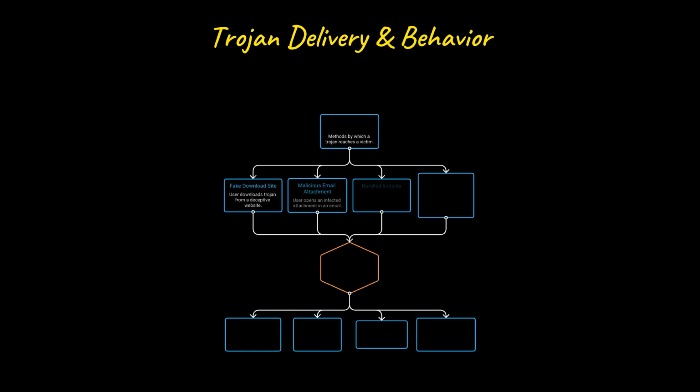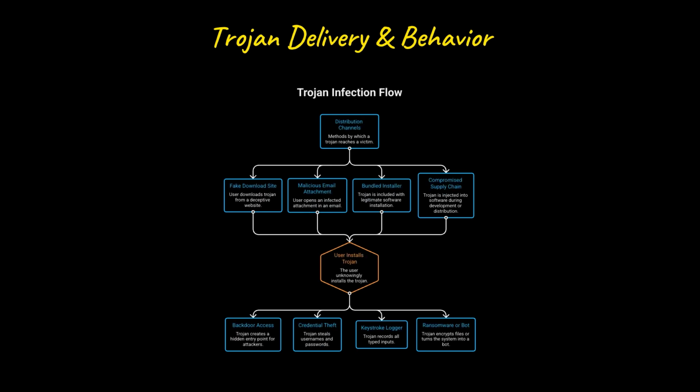Trojans reach victims through fake download sites, malicious email attachments, bundled installers, and even compromised legitimate vendors. Once installed, a single Trojan can open a backdoor, steal credentials, log keystrokes, encrypt files, or enlist the machine in a botnet, sometimes all at once. The defining Trojan feature is the disguise combined with user-initiated installation. A virus requires a host file to attach to. A worm spreads automatically without any user action.